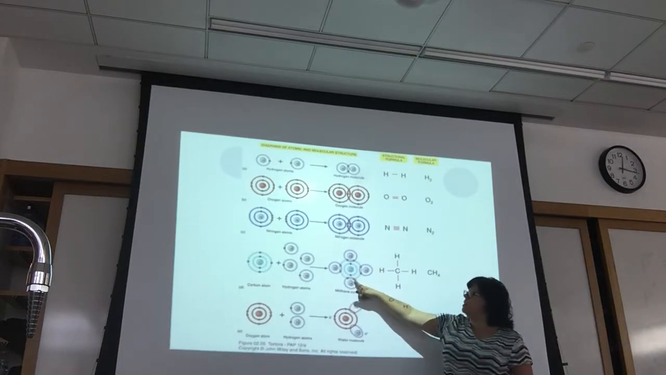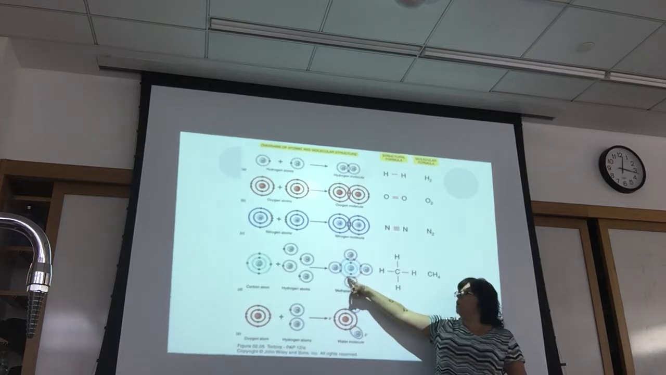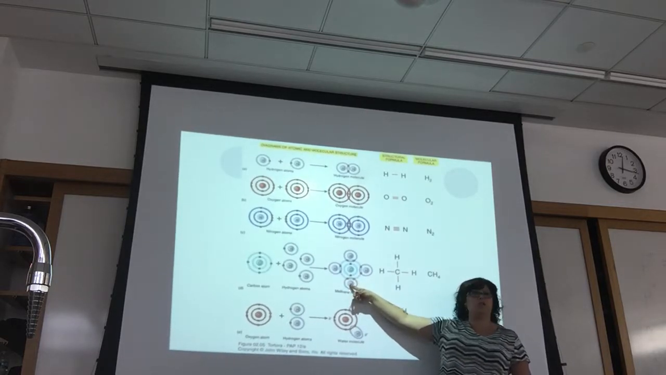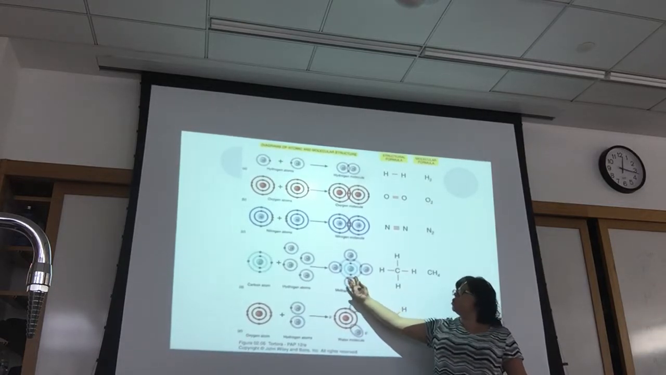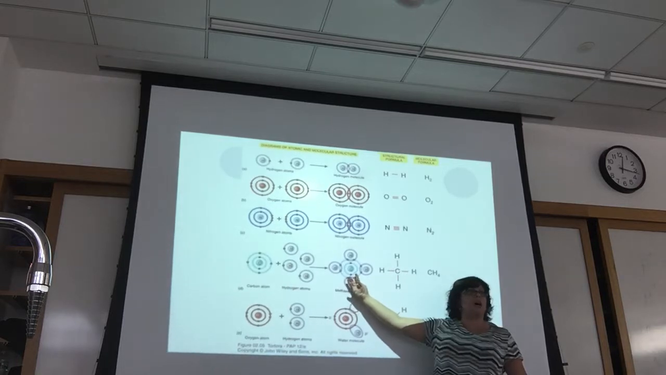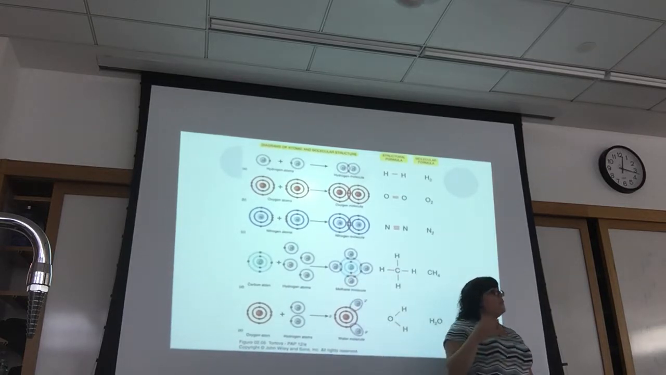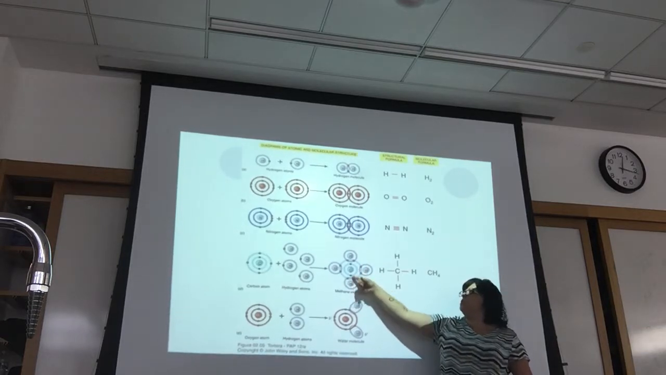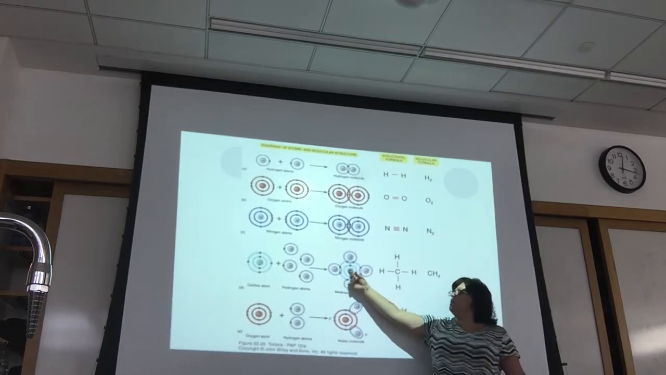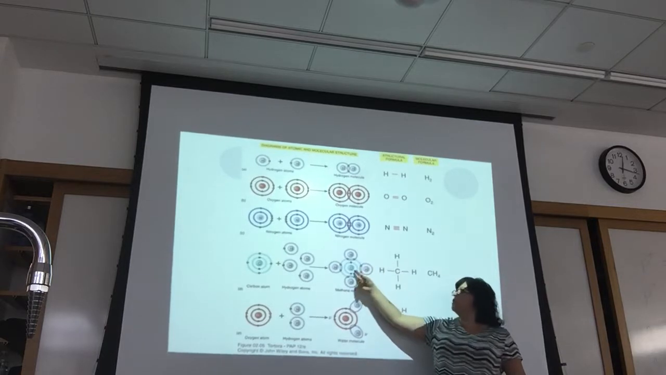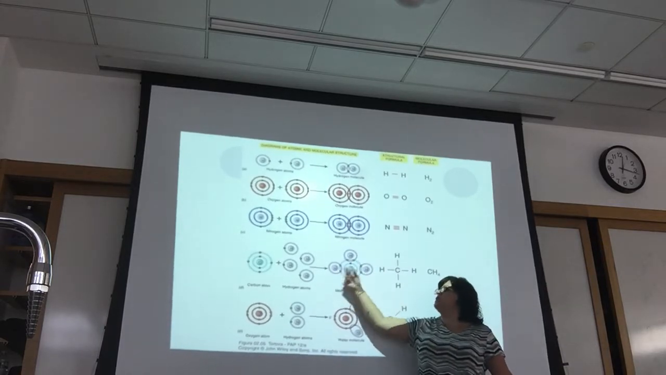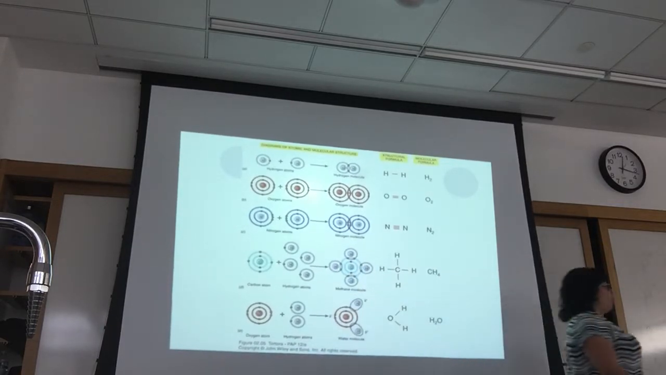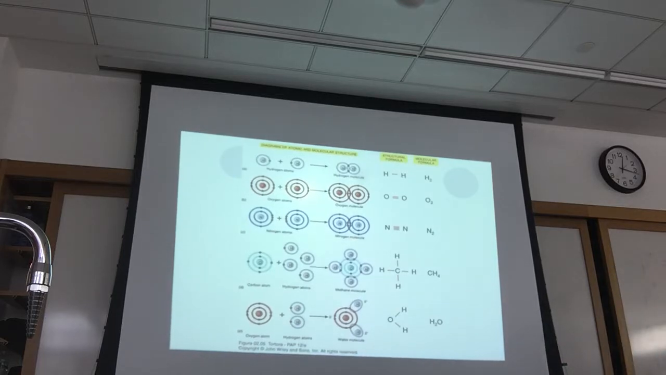One of these electrons was carbon's, and one of these electrons was this hydrogen's. So the sharing of these 2 electrons is a covalent bond. We're sharing 2 electrons here, 2 electrons over here, 2 electrons over here. We're sharing 4 pairs of electrons, right?